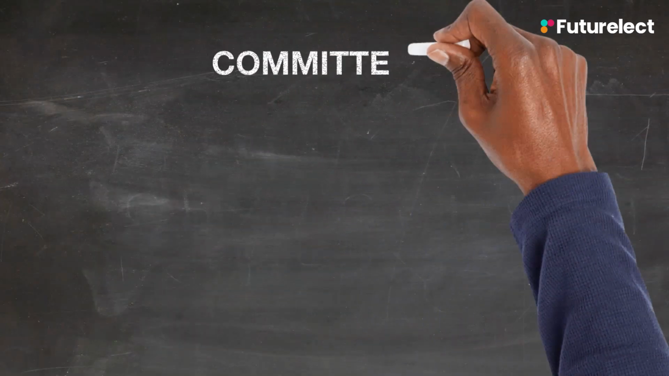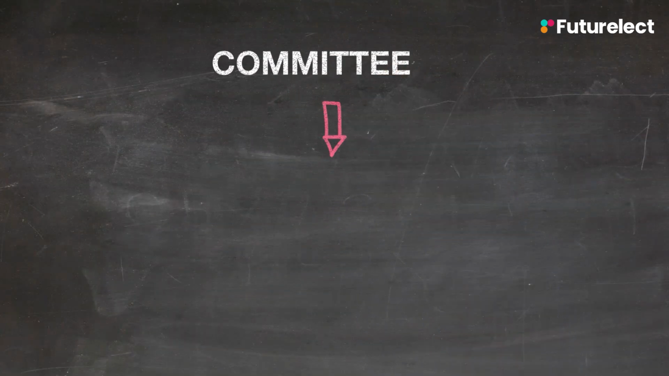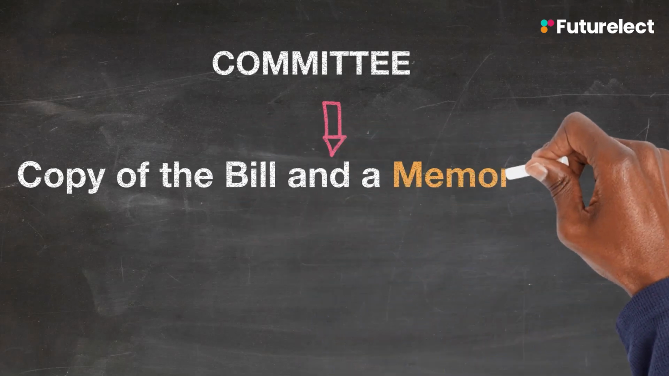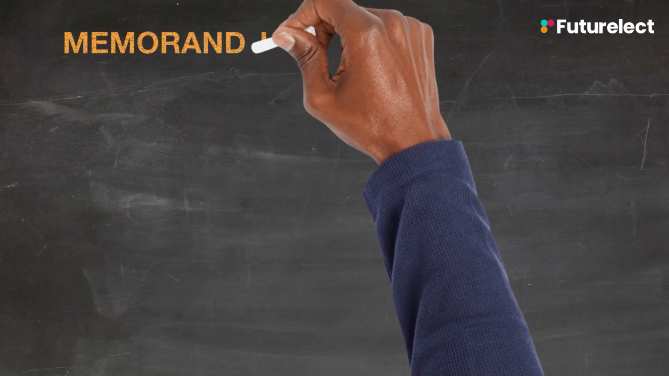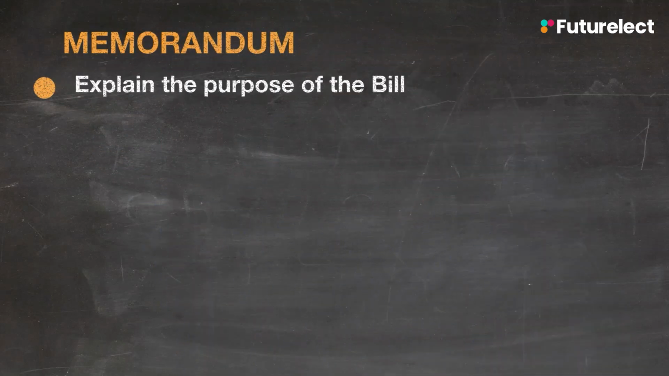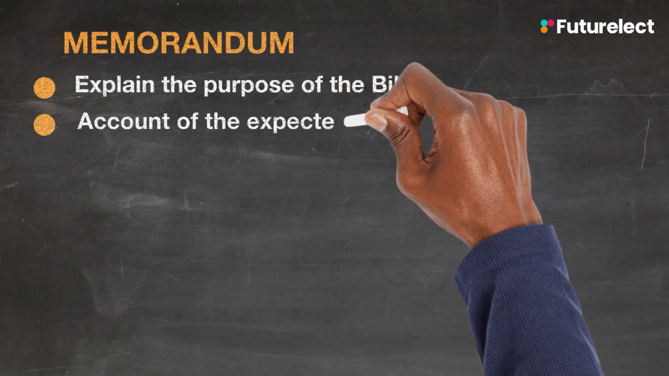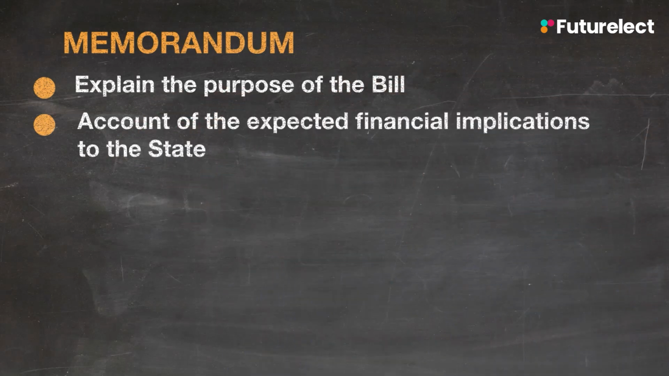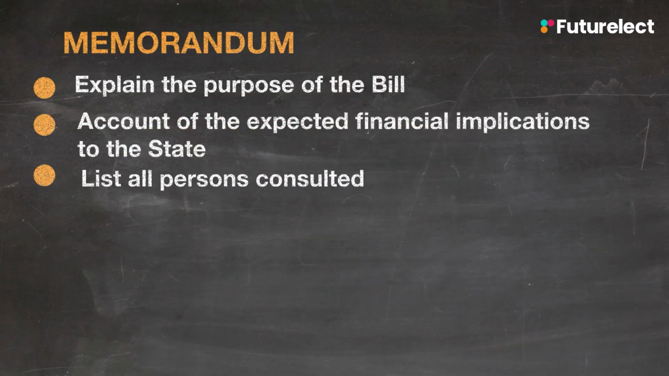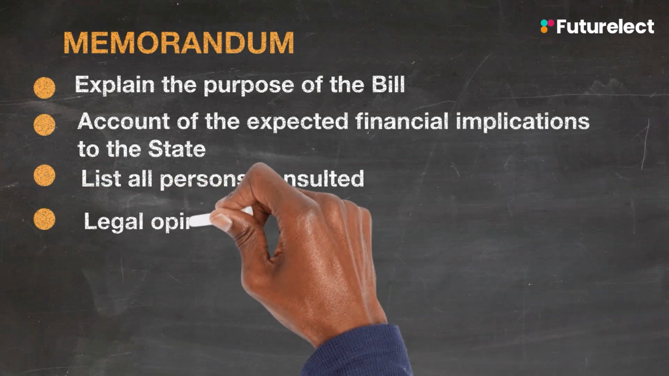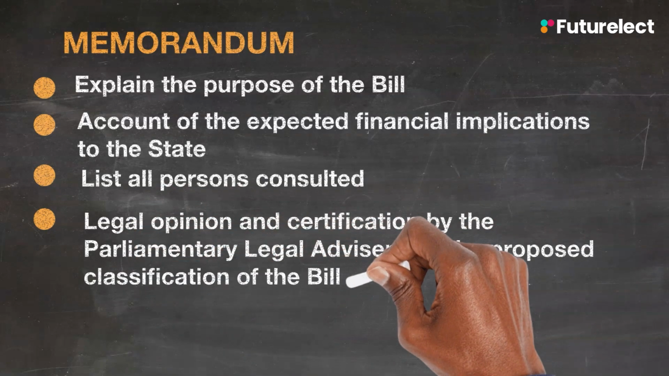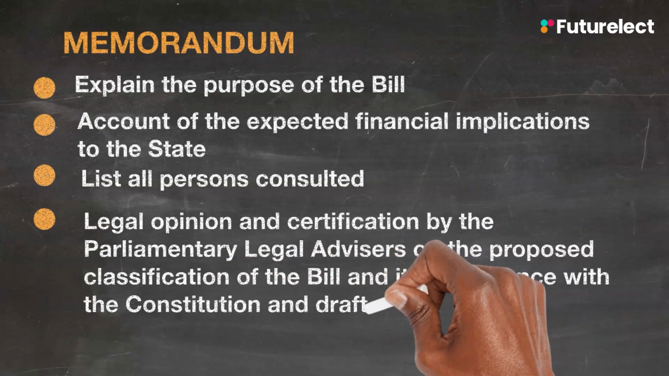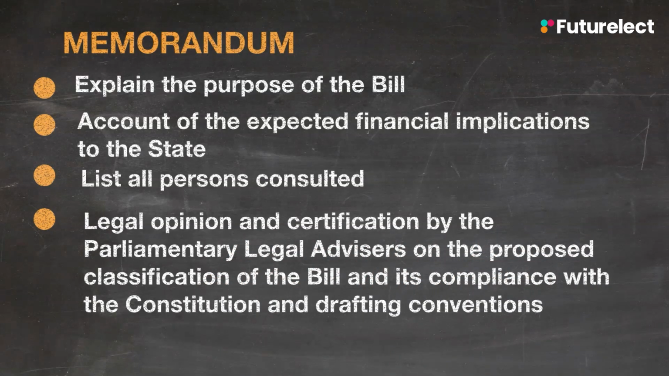For the committee to introduce the bill in the National Assembly, it must submit both a copy of the bill and a memorandum to the Speaker of the National Assembly. This memorandum must, amongst other things, explain the purpose of the bill, provide an account of the expected financial implications to the state, and include a list of all the people who have been consulted. The memorandum must also contain a legal opinion and certification by the parliamentary legal advisors on the proposed classification of the bill and whether it complies with the Constitution and drafting conventions.